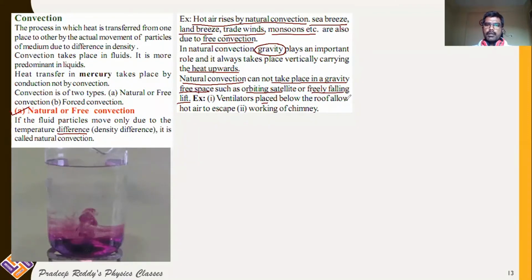Ventilators placed below the roof allow hot air to escape. That is one example which I already discussed. And a chimney in the kitchen also works with the same principle. This is how convection takes place in the case of fluids.